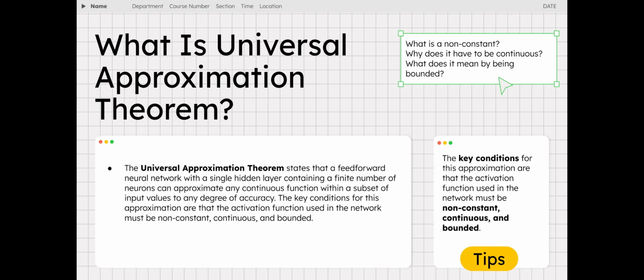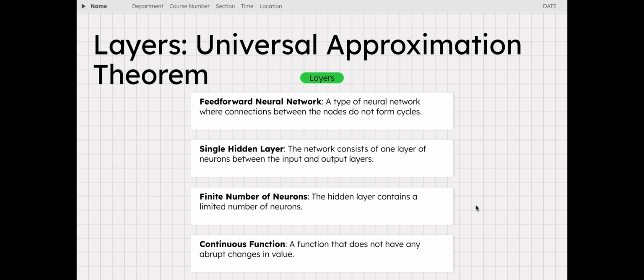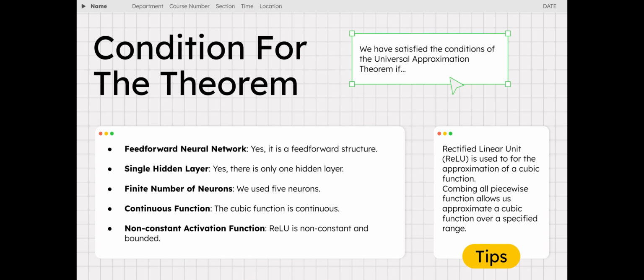The requirements for the universal approximation theorem are a feedforward network, a single hidden layer, a finite number of neurons, and a continuous function. The network must have a single hidden layer between an input and an output. It has to have a finite number of neurons in the hidden layer, and it has to be a continuous function that does not have any abrupt changes in its values. The condition for the theorem is that if it is feedforward, has a single hidden layer, a finite number of neurons, is continuous, and has non-constant activation functions, such as ReLU, which is non-constant and bounded, then the conditions are met.